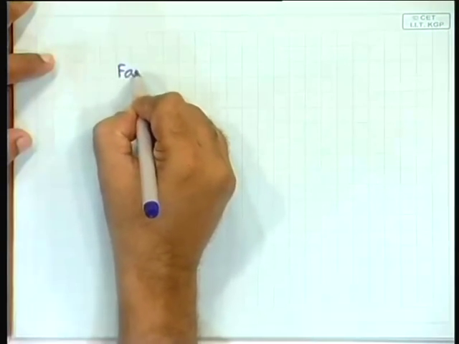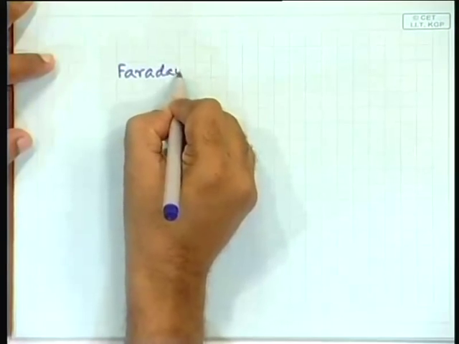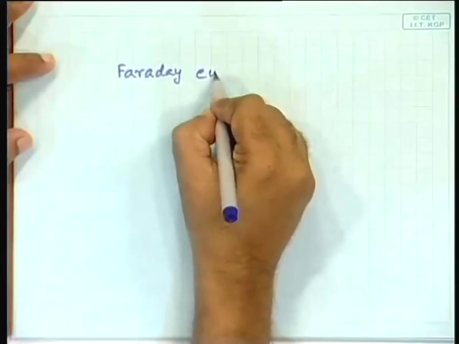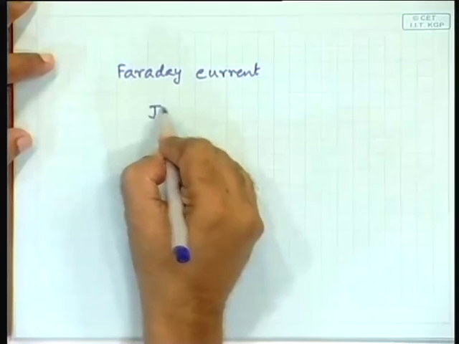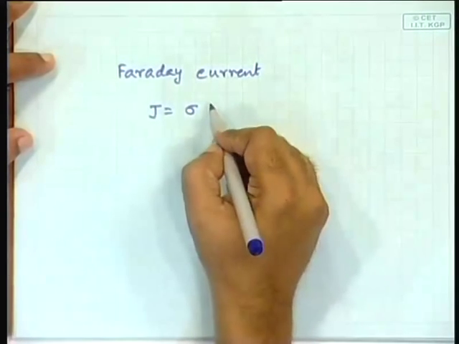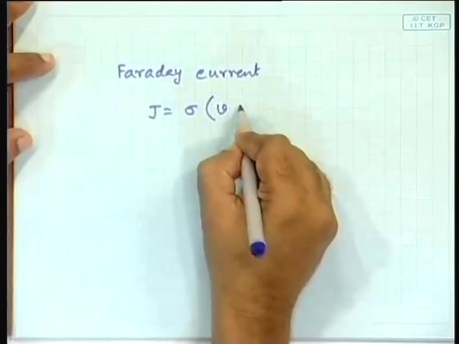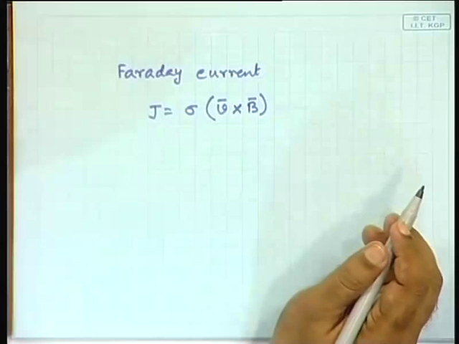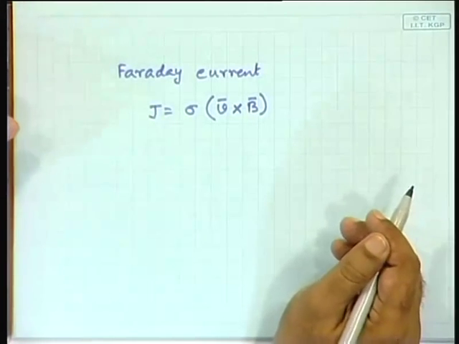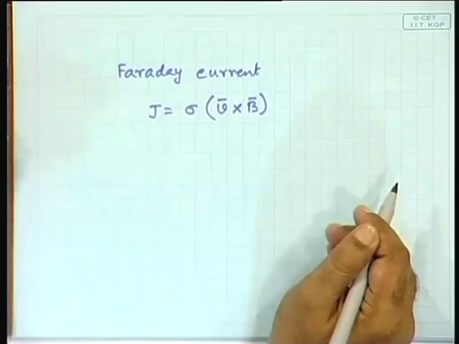How much will be the voltage induced? The voltage induced will be the, that will produce the current. So there will be two currents. This Faraday current, Faraday current will be the conductivity terms times, okay. So that will be the current.